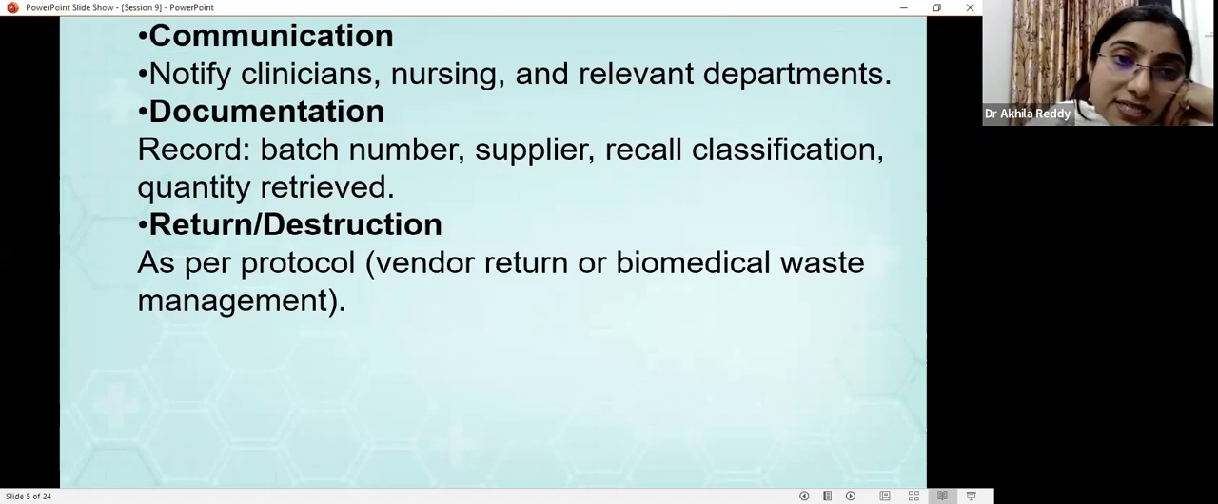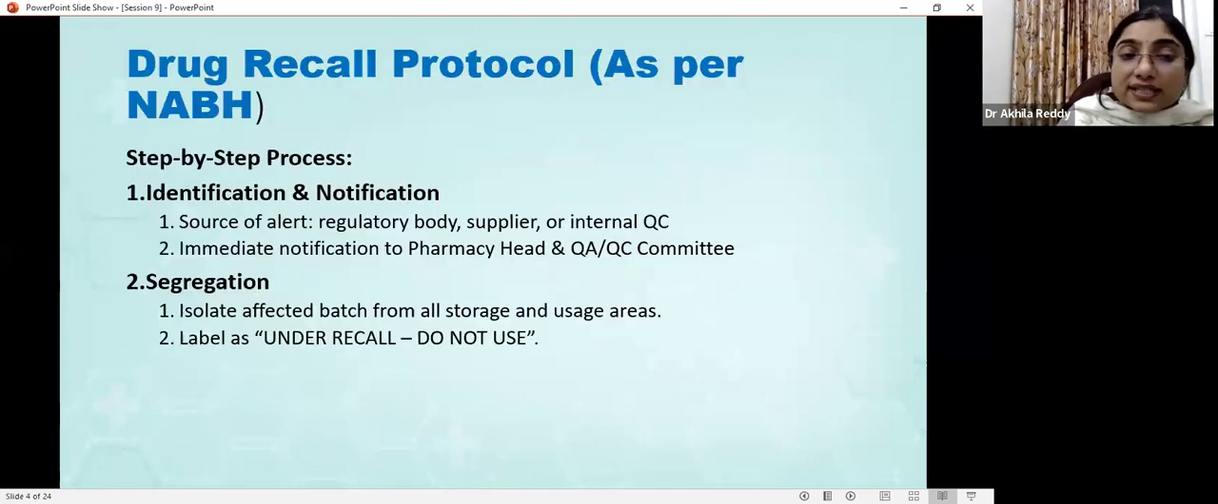And if the vendor is willing to take those medications, then they can be returned to the vendor along with the batch name, supplier, and why it is being recalled, which class of drug, how much quantity, how many vials you are returning to the supplier; you have to mention it in detail. So these are the steps we have seen till now. This is an NABH protocol to avoid all the medication errors, and to avoid mistakes from our end also.